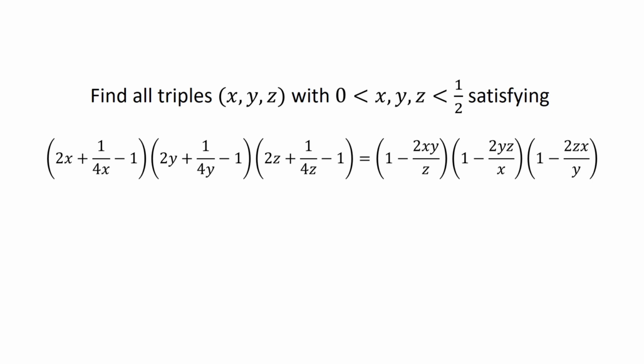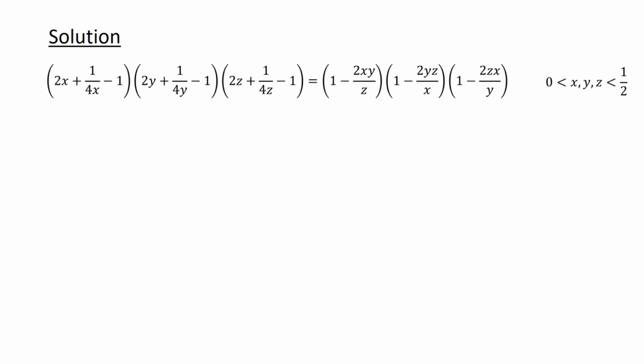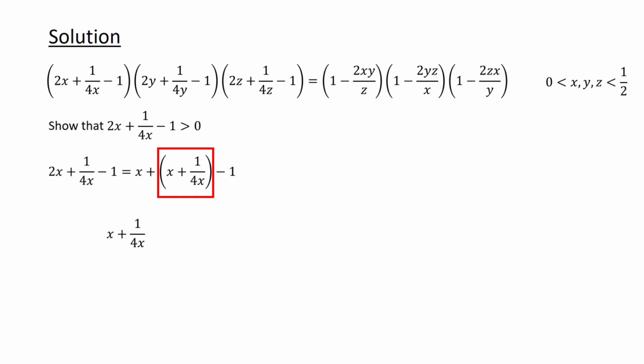First, let's show that 2x + 1/(4x) - 1 is greater than 0. We do so by writing the expression as x + 1/(4x) - 1. Next, let's examine the term x + 1/(4x), writing it as (square root of x) squared plus (1 over 2 square root of x) squared.